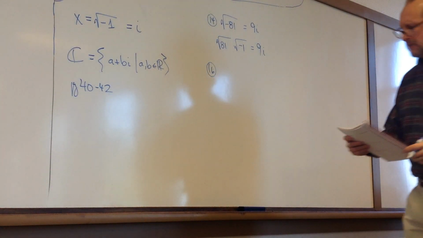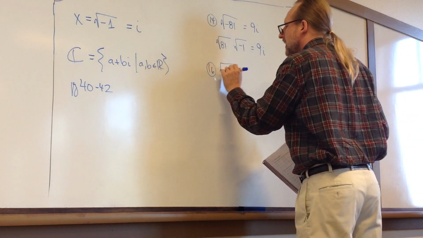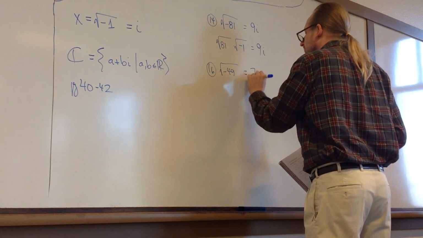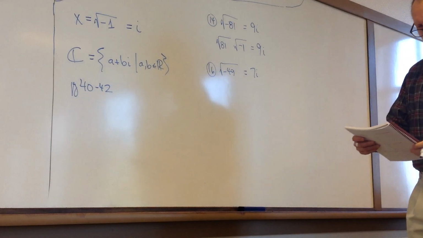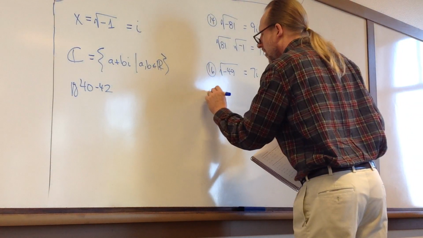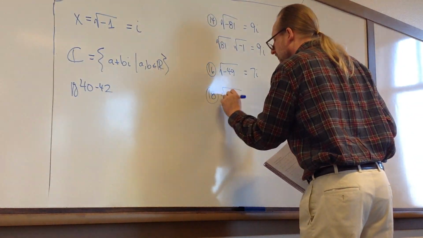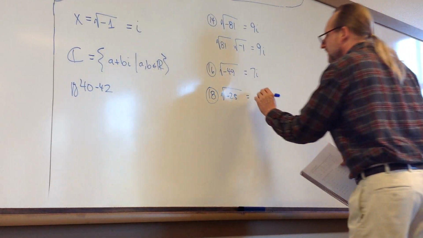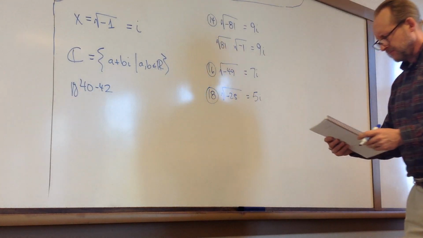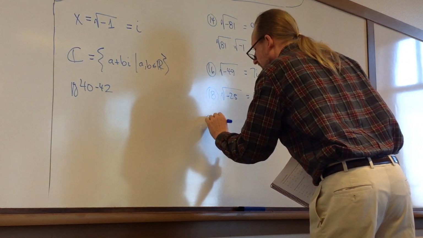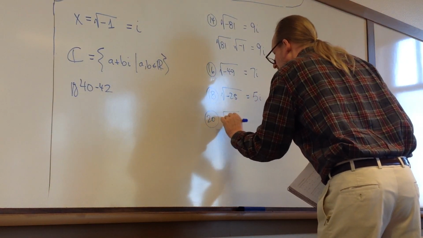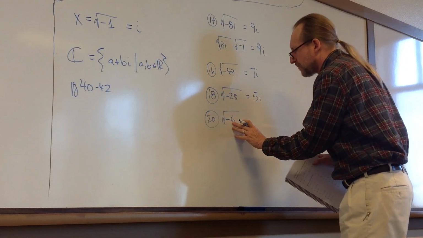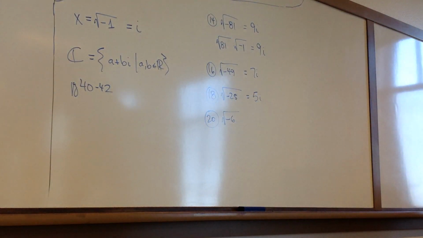Problem 16, square root of negative 49, that's going to be 7i. Problem 18, square root of negative 25 should be 5i. Now problem 20, we get the square root of negative 6. Now 6 is not a perfect square, so we're going to have to approximate this.